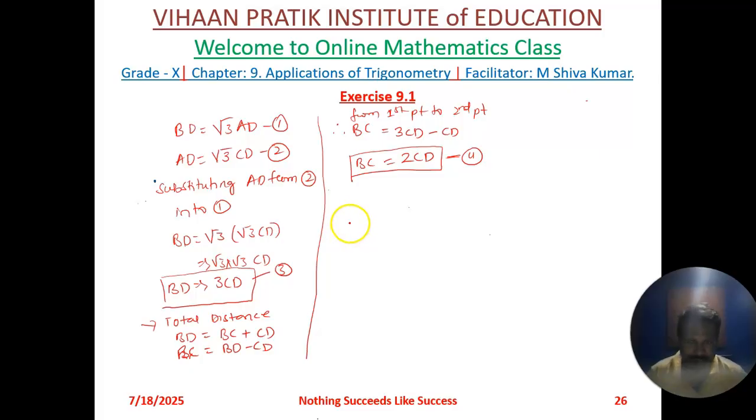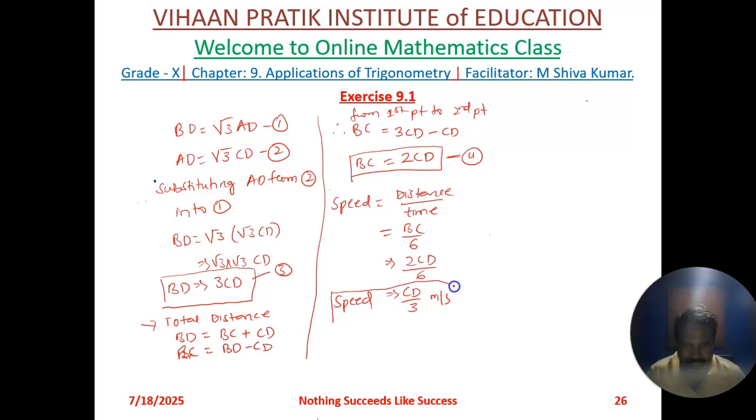Now this distance it covers in 6 seconds. Therefore, speed equals distance by time. So distance is BC, from first point to second point, and time is 6 seconds, which will equal BC by 6. Substituting BC from equation 4, we get 2 CD by 6, which will equal CD by 3 meters per second. So this is the speed of the car which is moving from point 1 to point 2.